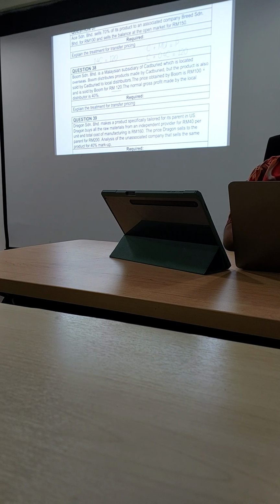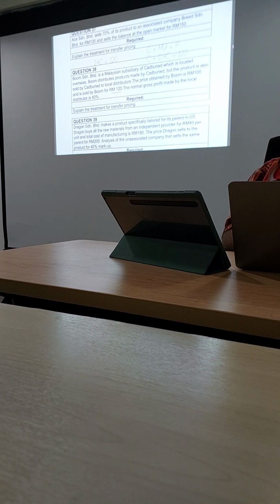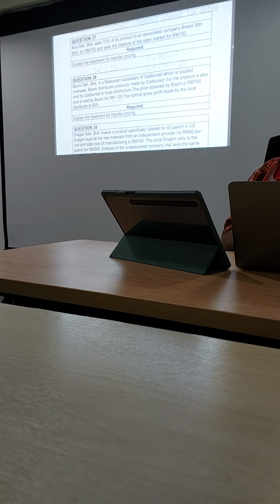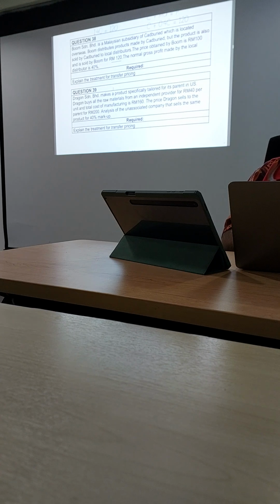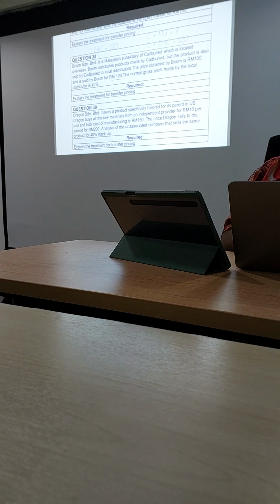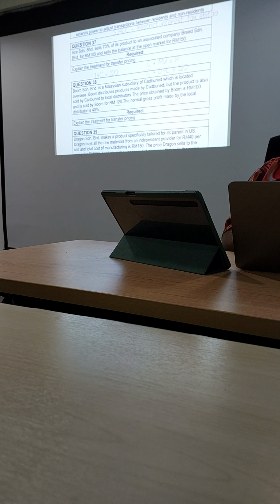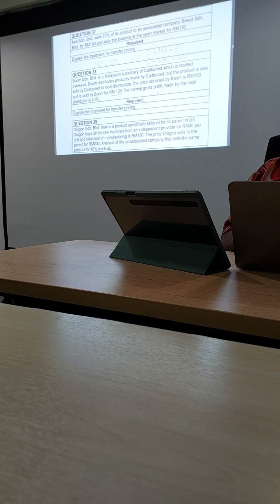The price obtained by Boom is 100 and it is sold by Boom for 120. Got it? Actually, the IRB will charge, either by charging Boom by reducing their cost, or charging Boom saying that you have to pay for your Cadbury on behalf. But it is RM15 either way. RM15. Got it?